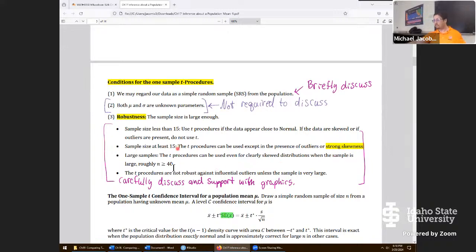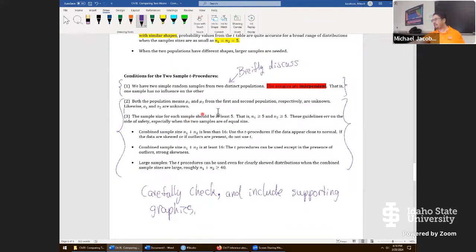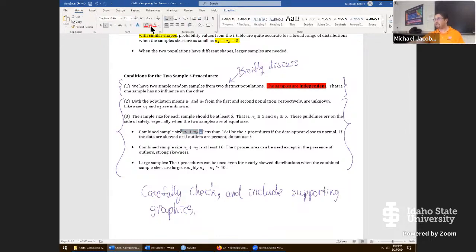But if you take all of these, go back here, and instead of saying n1, just your combined sample size is what goes in. So if your combined sample size is less than 16, the t procedures can be used if we have close to normal data. And if the data are skewed or outliers are present, we cannot use that t distribution or the t procedure. In other words, the only thing different here is this, the sum of the sample sizes.